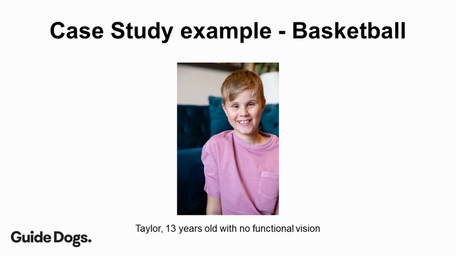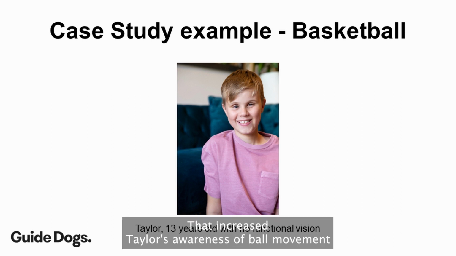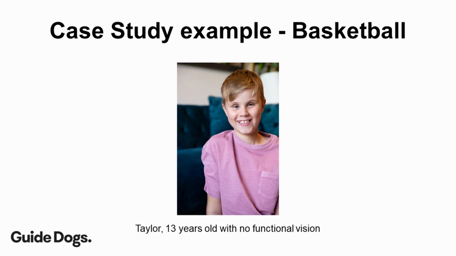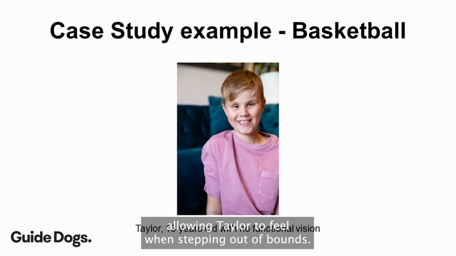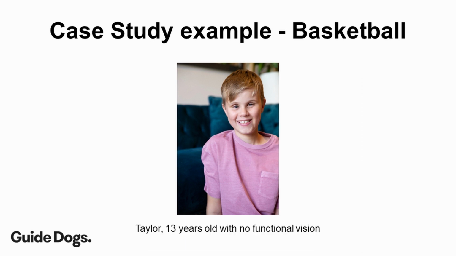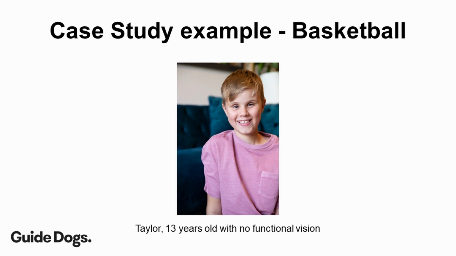Adapt the equipment. The school purchased an audible bell basketball that increased Taylor's awareness of ball movement. And adapt the environment. Long strips of carpet were laid around the boundary of the court, allowing Taylor to feel when stepping out of bounds. Wireless doorbells were placed at the top of the backboards to provide audio targets to aim for when Taylor was shooting for the basket.